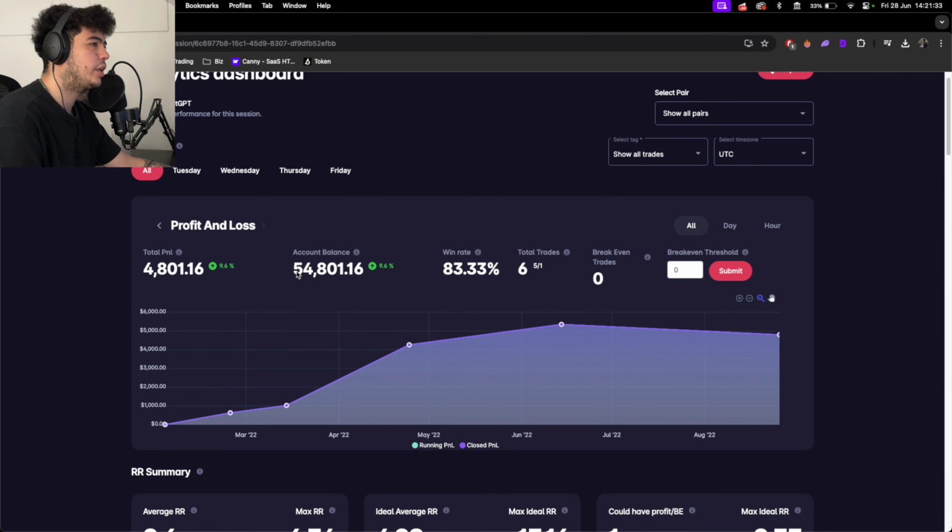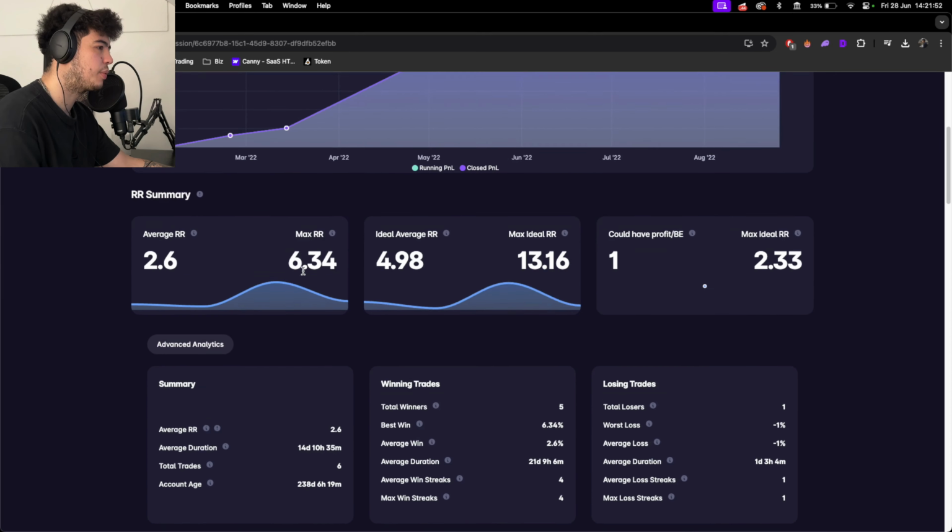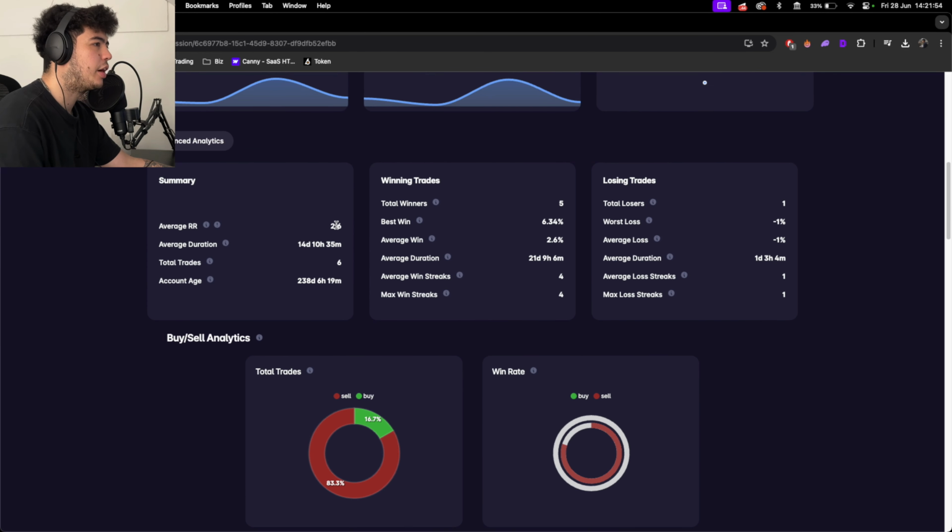So you can see we had an 83.3% win rate. Of course, we only had 6 trades so far. However, those 6 trades yielded a 9.6% gain. So it's $4,801, and we started with 50,000. Average R&R is 2.6. Average duration is 14 hours.